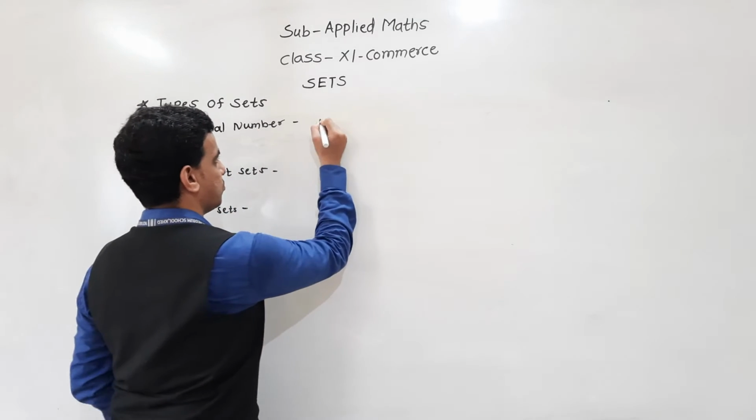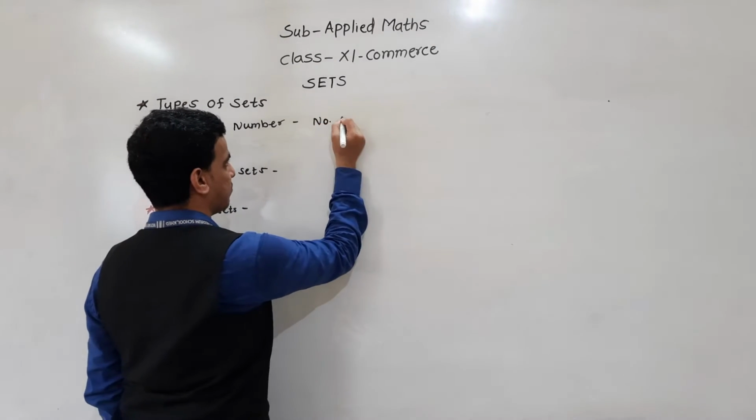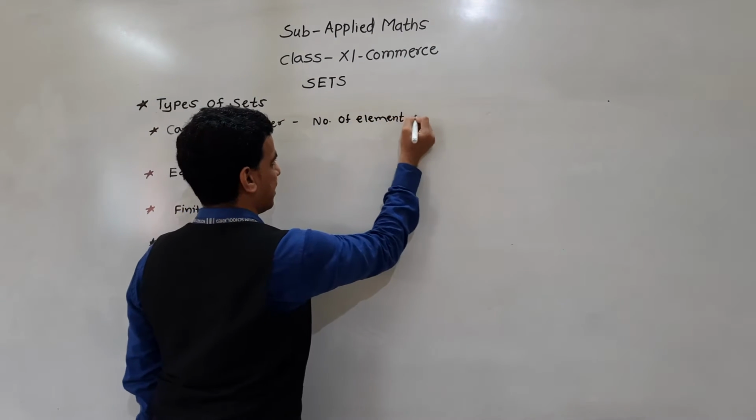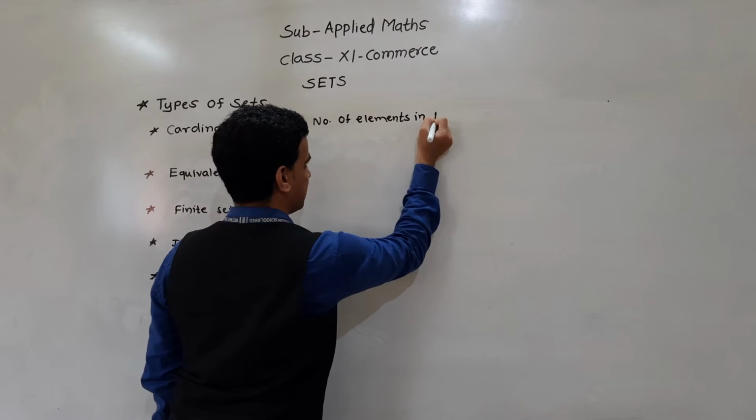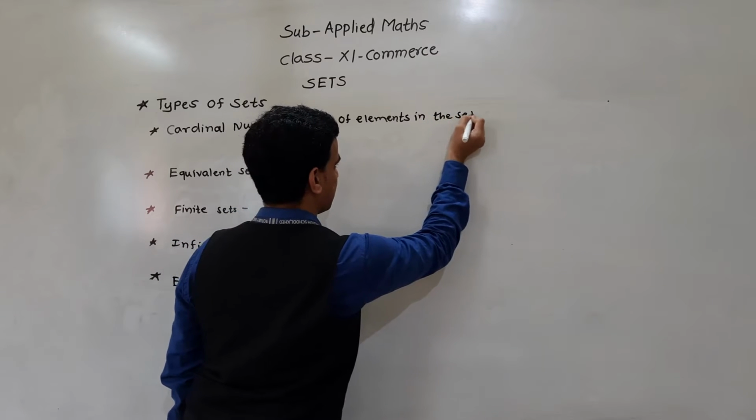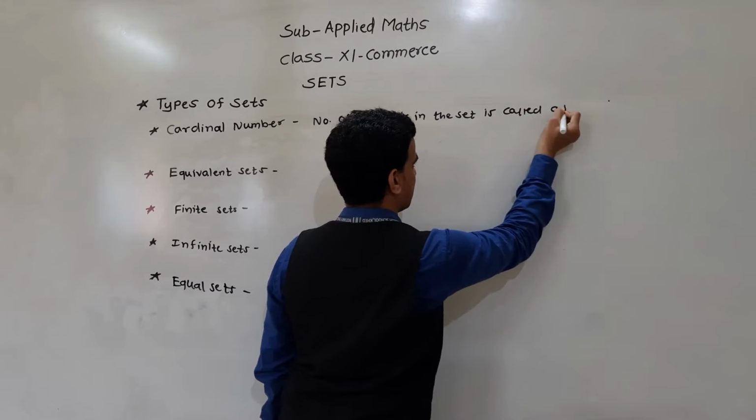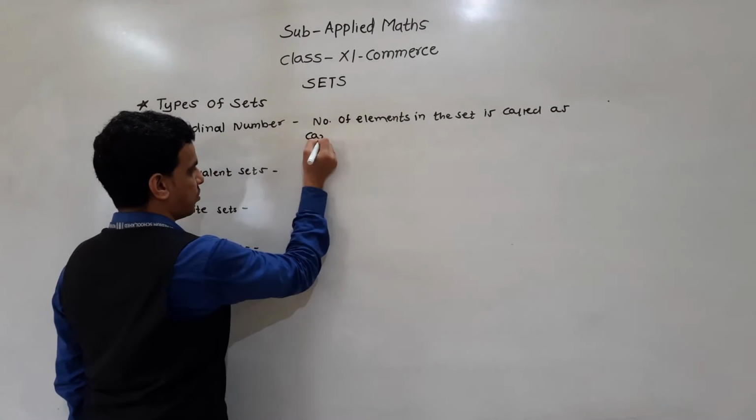So suppose, in short we can write, the number of elements in the set is called the cardinal number of the set.